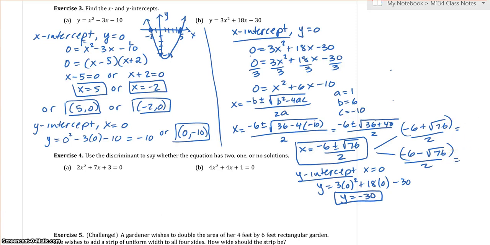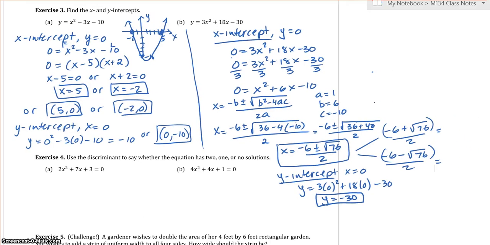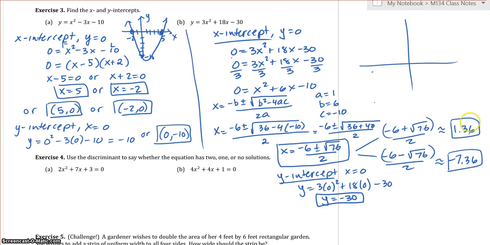And if you get these two decimals, what I got was approximately 1.36, and if you did the second one, again, making sure you put this in parentheses, -7.36. I rounded to 2 decimal places. Again, you do not have to do that because it just said solve, find the x-intercept, so this would be a fine answer. But if they did ask for approximations, or if you wanted to look at your calculator, you can look at these.